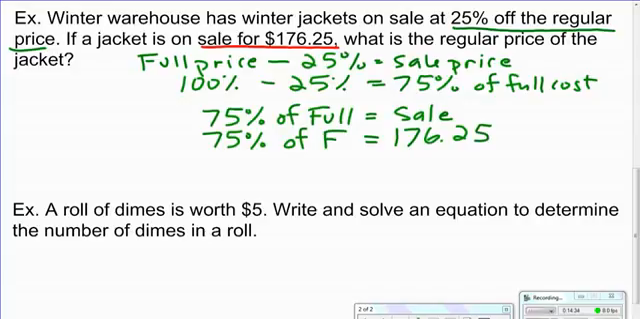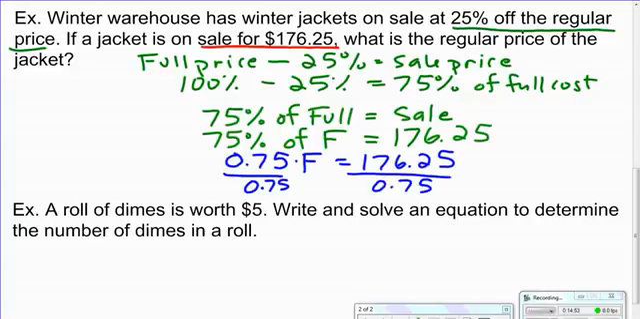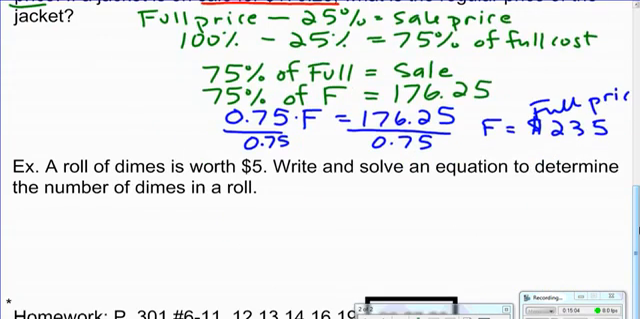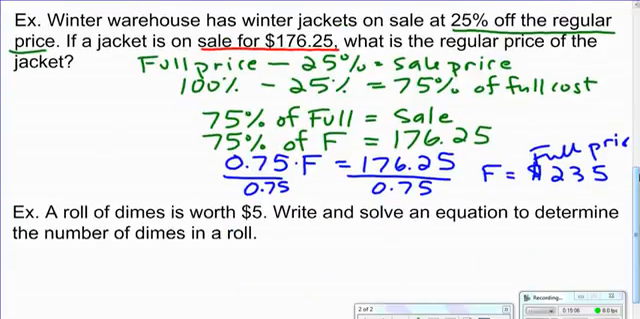So 75%, I'm going to represent that as a decimal. 0.75 of is telling us to multiply, so we're going to times it by F, is 176.25. So now I can figure out what F is by dividing both sides by 0.75. Full price is $235, or the regular price before the sale. Oops, I ran out of room. There, price. Okay.